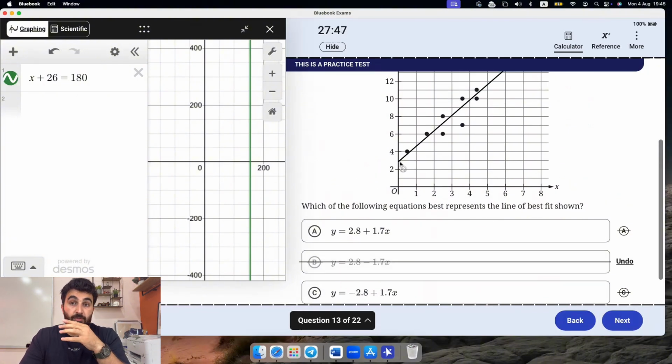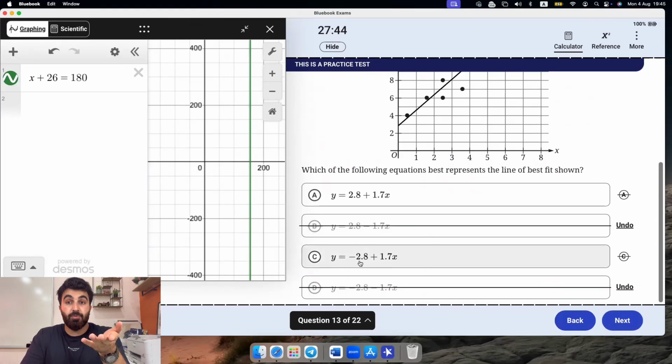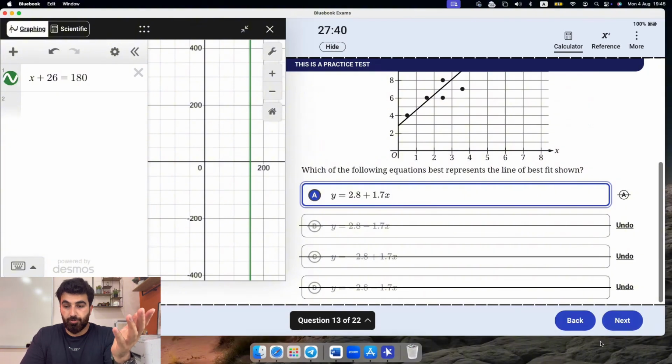You see, the y-intercept is positive here. But in case C, the y-intercept is negative. So I'll not pick this one. The answer is A. You don't need any calculation.